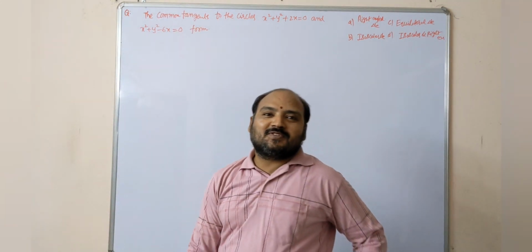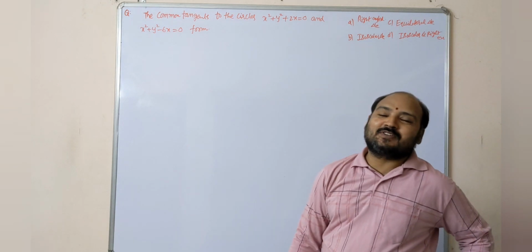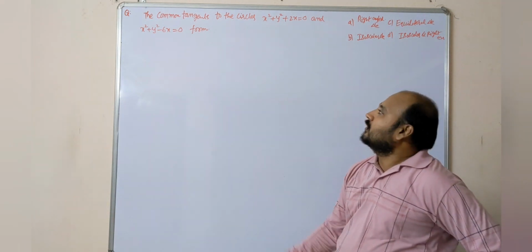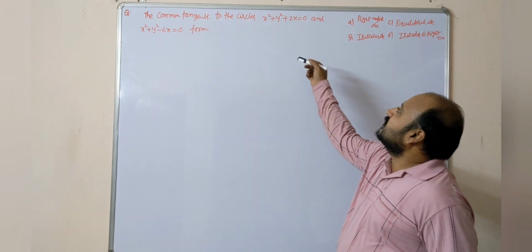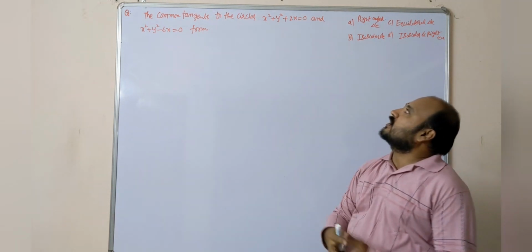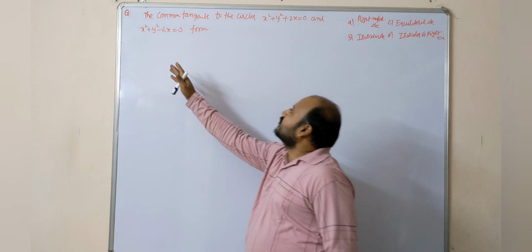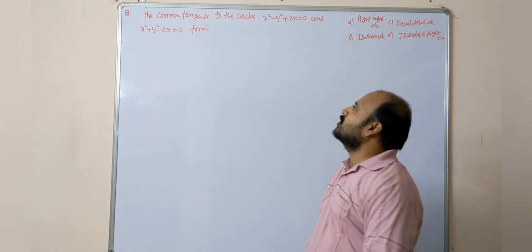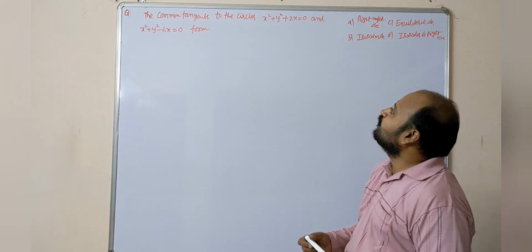Yeah, the next question and the last question in this session. Now the time is too much. So, the common tangents to the circles x² + y² + 2x = 0 and x² + y² - 6x = 0 form... It's an absolutely good question conceptually.